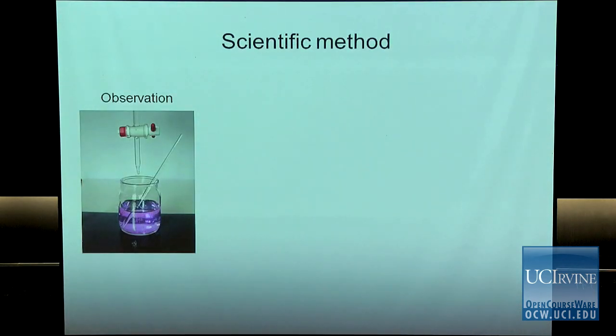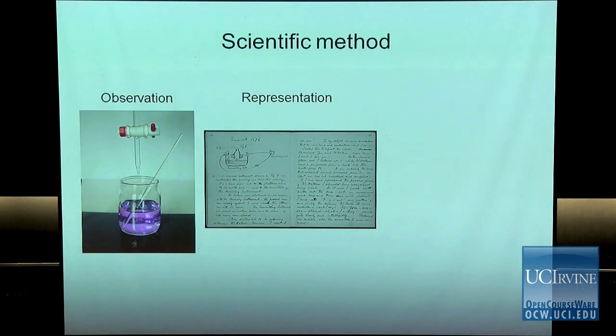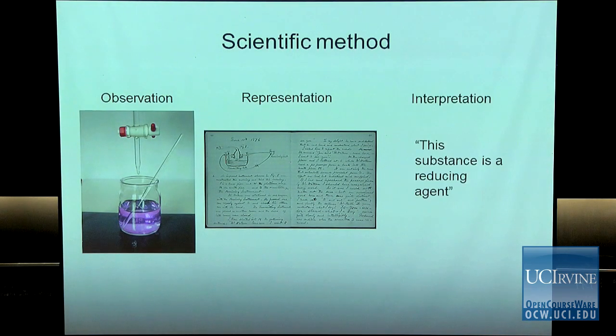Okay, so this, of course, is also the method that we follow in chemistry. Let's say we have a beaker with chemicals. We do an experiment. Something changes. We provide detailed descriptions of these changes, of these phenomena. Then we come up with an interpretation. For instance, this substance must be a reducing agent. That is an interpretation.